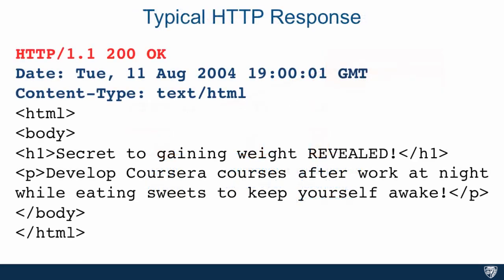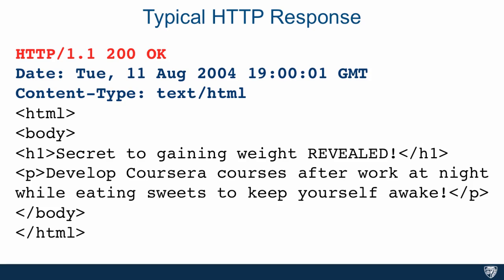So a typical HTTP response may look something like this. It will start with HTTP 1.1 200 OK. It will be followed by some HTTP response headers. In this case, it tells you the date of this document and the content type, which is text/html. And then the body of the response will be HTML. Now, the message body of the response need not be HTML. It can be, for example, plain text, XML, or JSON, something we haven't really talked about yet.